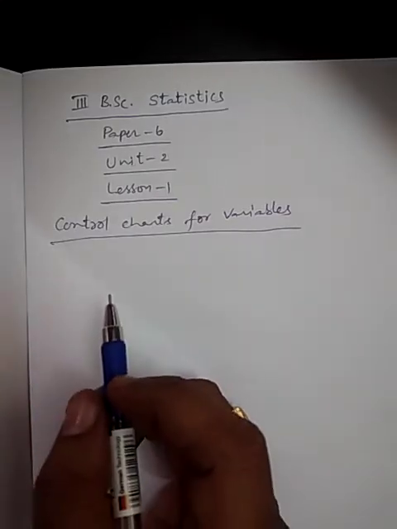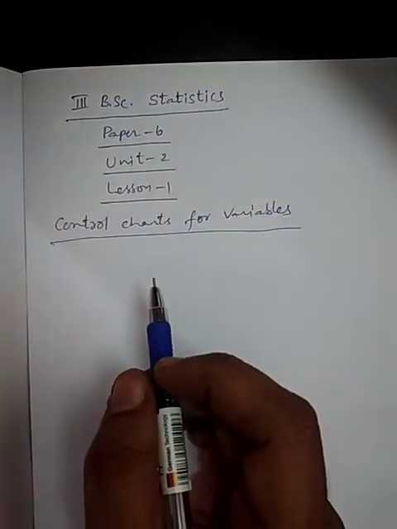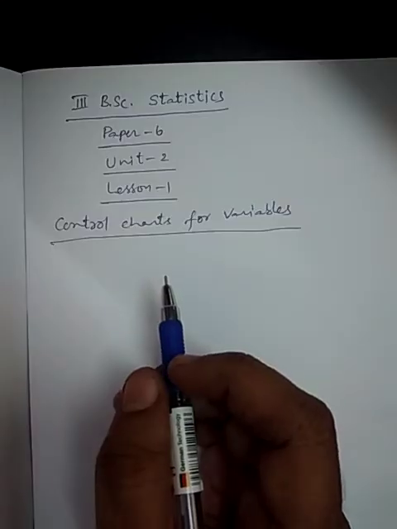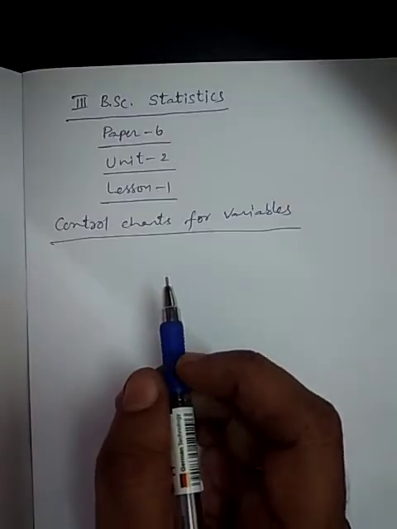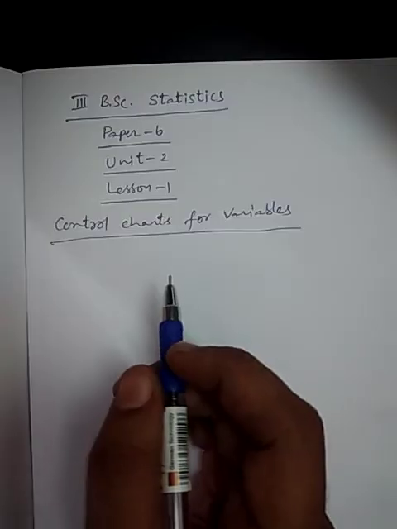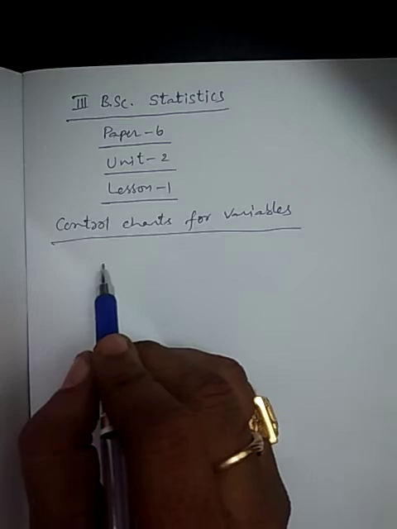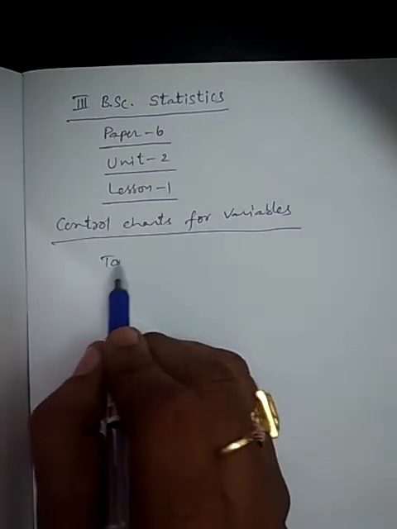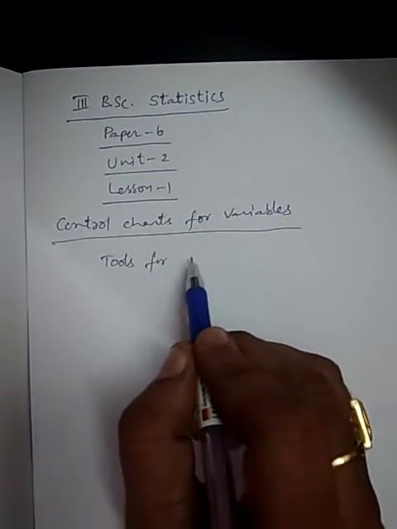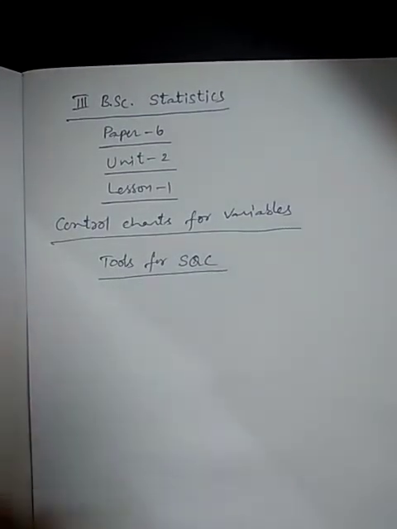Today we discuss paper 6, unit 2, first lesson: control charts for variables. Before going to discuss the control charts for variables, I will tell you one of the important topics: tools for statistical quality control. What are tools for statistical quality control?